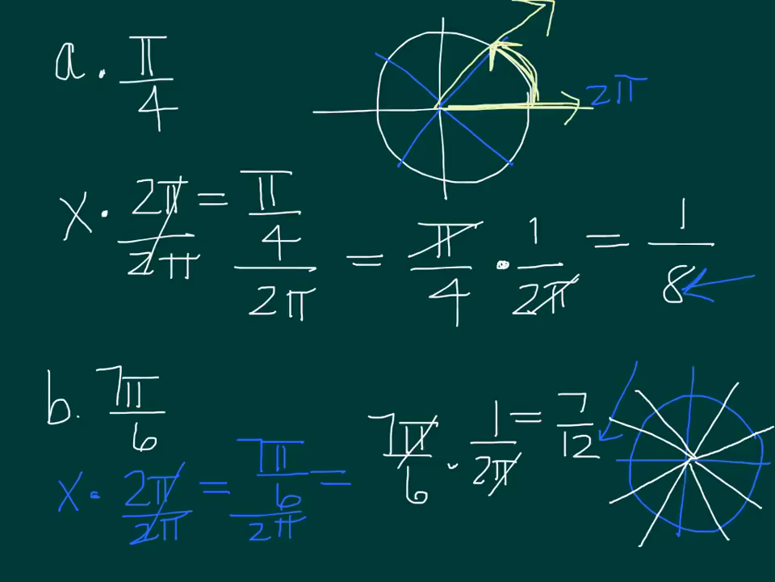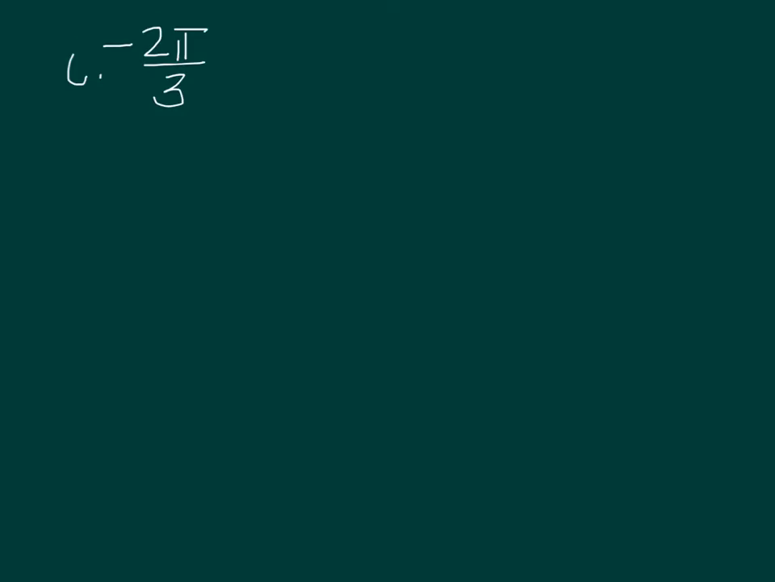Alright, so you draw your initial side and you count 7 12ths. 1, 2, 3, 4, 5, 6, 7. Show your rotation, show your terminal side. And what if the angle is negative?